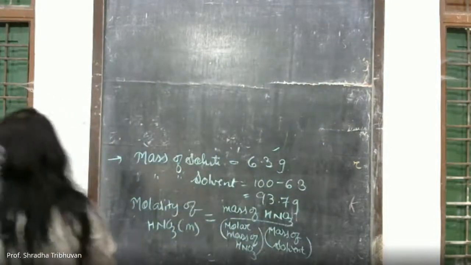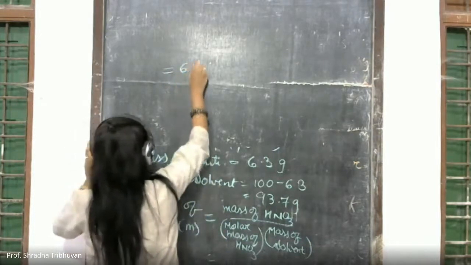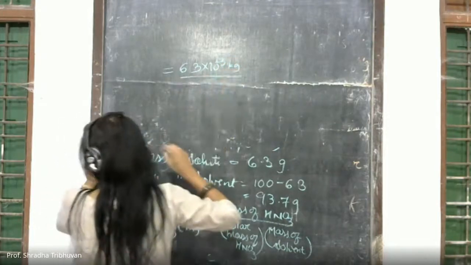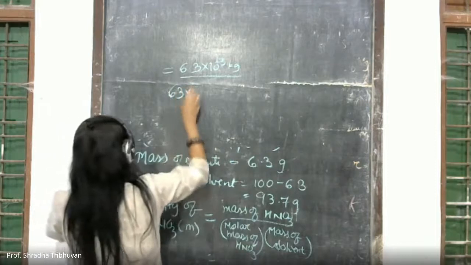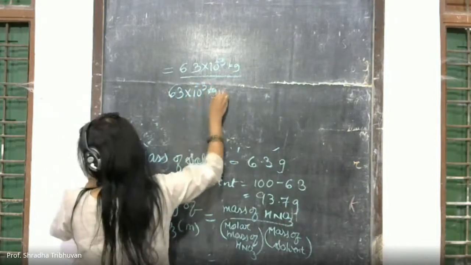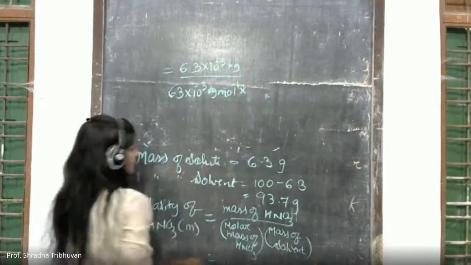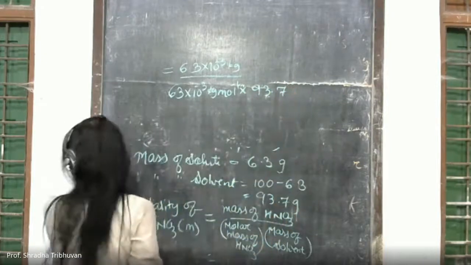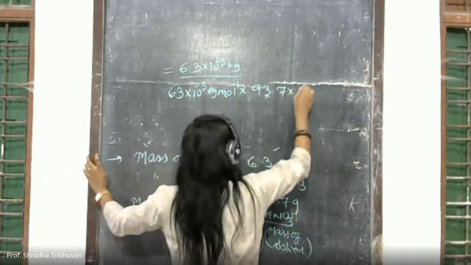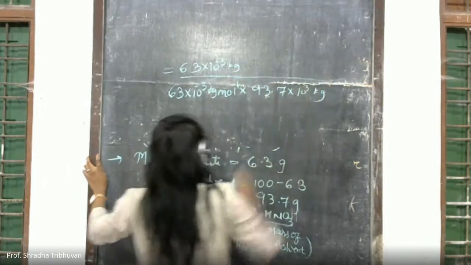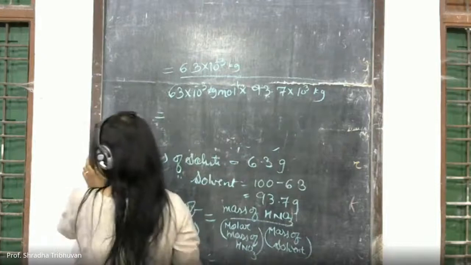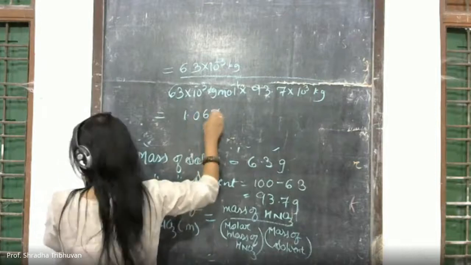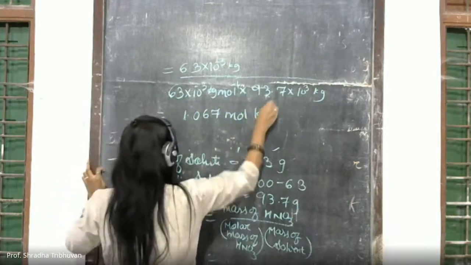Now see over here, we have mass of HNO3 which is provided, that is 6.3 into 10 raised to minus 3, that is kg. Divided by molar mass of HNO3, 63 into 10 raised to minus 3, which is again in kg per mole. And mass of solvent we have just calculated, that is 93.7, but this is in grams. Converting into kg, we have into 10 raised to minus 3 kg. So this entire is divided. So here the answer comes out to be 1.067 mole per kg.